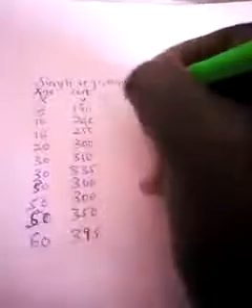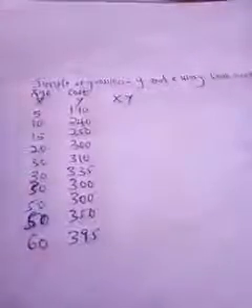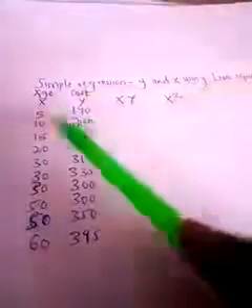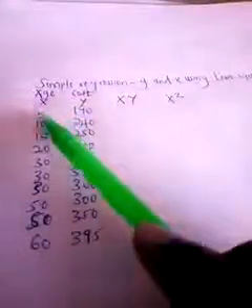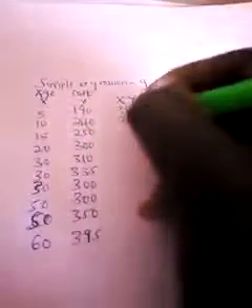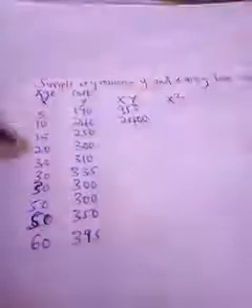First, you need to introduce a new column which has xy, and another column that has x squared. The xy is the multiplication of the x value and the y value, that is x by y. If you multiply 5 by 190, you get 950. If you multiply 10 by 240, you get 2400. If you multiply 15 by 250, you get 3750.